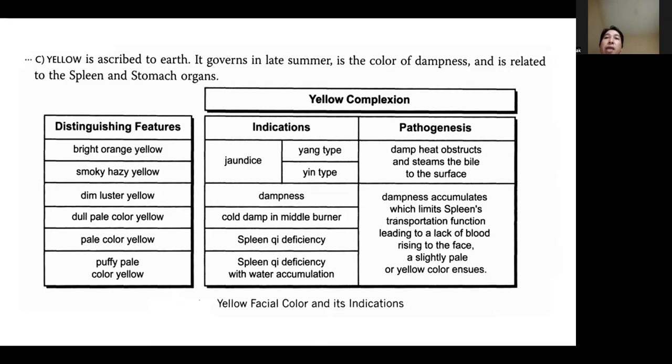Also, smoky hazy yellow with dim luster, the indication is dampness. Dull pale yellow, cold damp in the middle burner. Pale yellow, the indication is spleen qi deficiency. Puffy pale yellow, the indication is spleen qi deficiency with water accumulation. And the pathogenesis of these four indications is dampness accumulates, which limits spleen transportation function, leading to a lack of blood rising to the face, and a slightly pale or yellow color ensues.